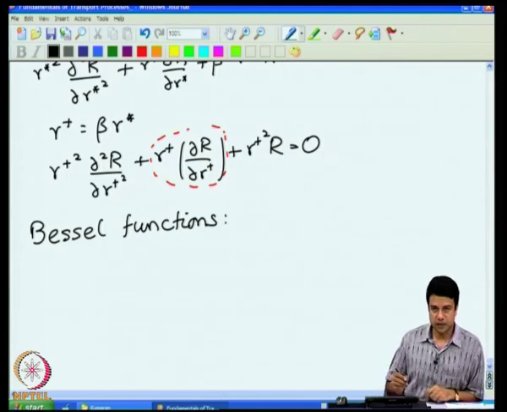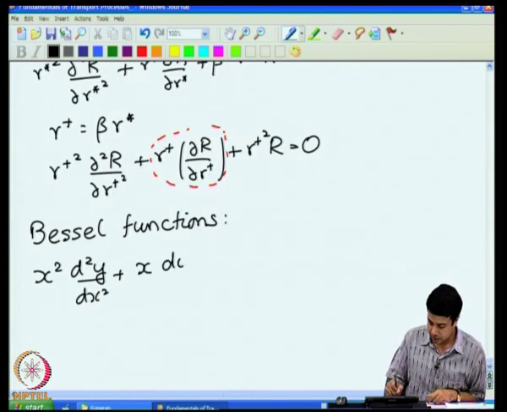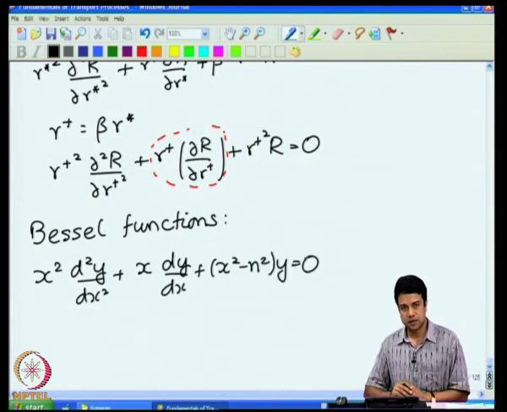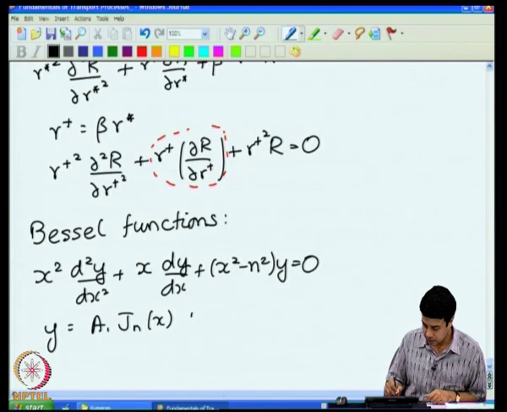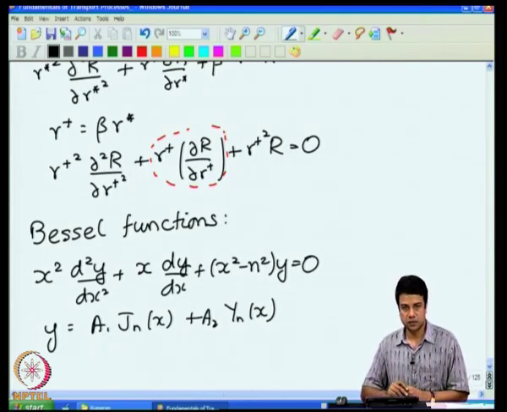The general Bessel functions are solutions of the Bessel equations, which are equations of the form x squared d²y/dx² plus x dy/dx plus (x squared minus n squared) y is equal to 0. Okay. So, this is the general Bessel equation, and the Bessel function solutions for these are written as y is equal to a1 times Jn of x plus a2 times Yn of x. Okay. So, these are the general solutions for the Bessel equation, the two Bessel functions.